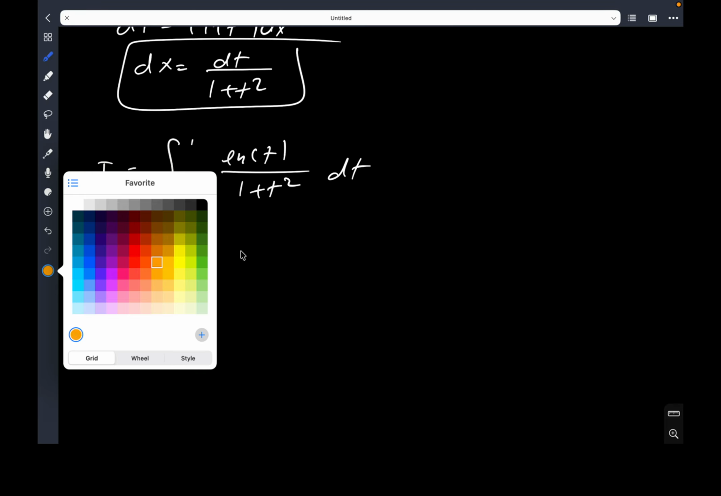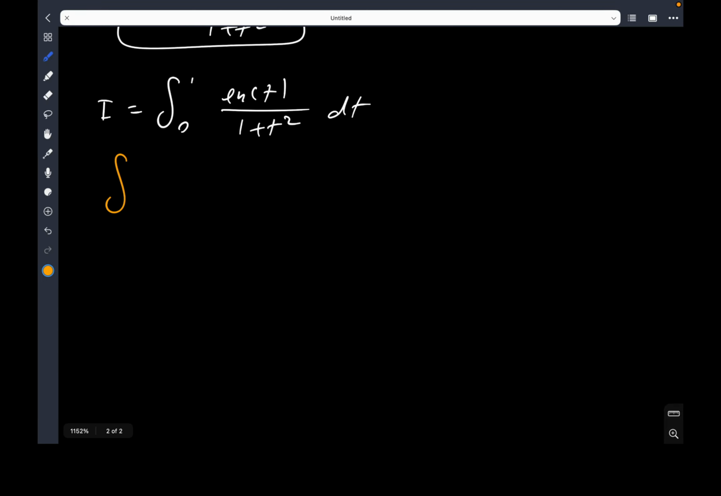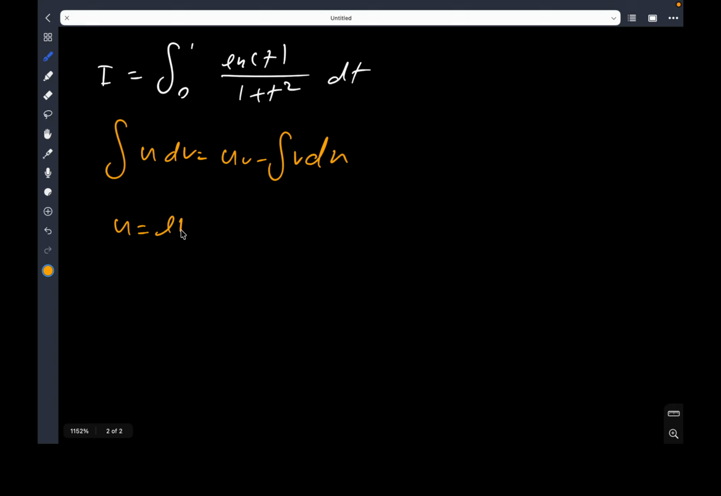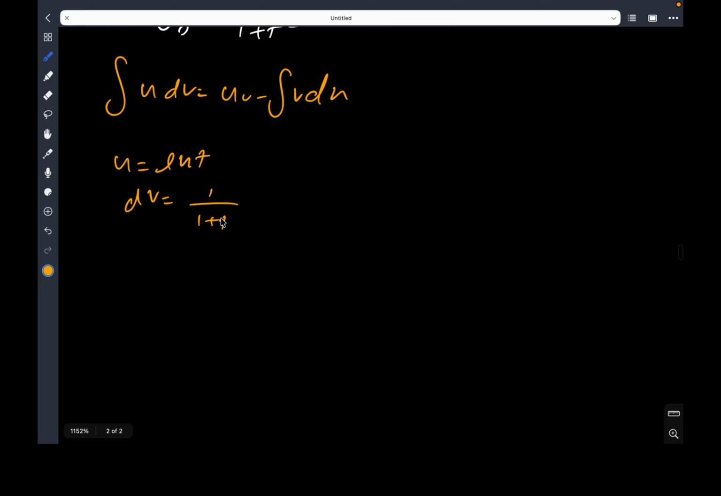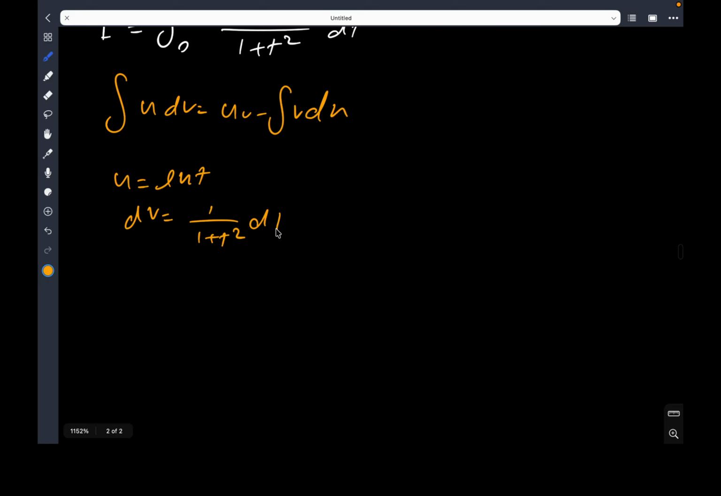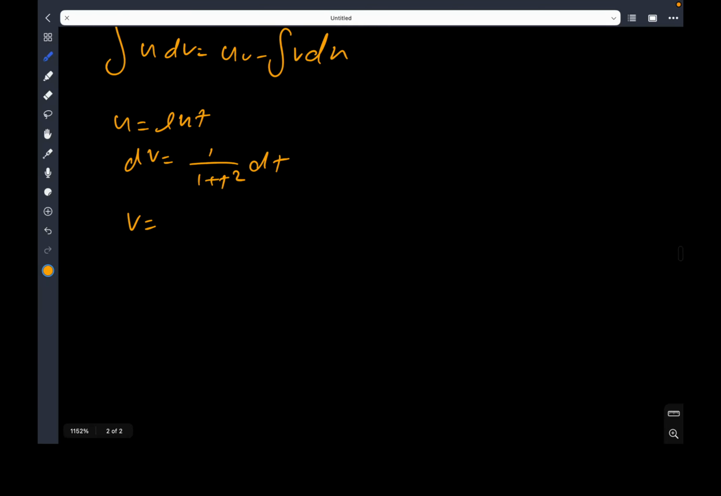Now here, I'm going to use integration by parts. It says that if I have a function u dv, I can write it as uv minus the integral of v du. Let's define our u and dv here. My u is ln t. My dv is 1 over 1 plus t squared dt. My v therefore is arc tan of t.